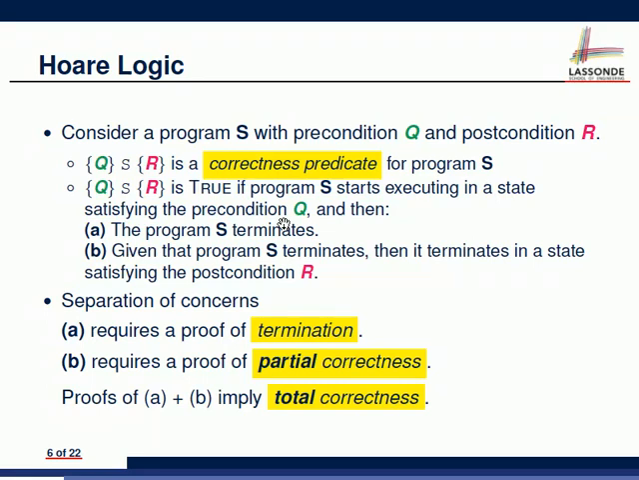Hopefully the words partial and total make sense to you. Partial means you haven't proved termination. When you say total, that means you have proved two things. First, your program terminates, and second, given that it terminates, it establishes the postcondition. So two things. Guys, questions? Again, definition first, before I show you examples. Questions? Okay, let's go on.